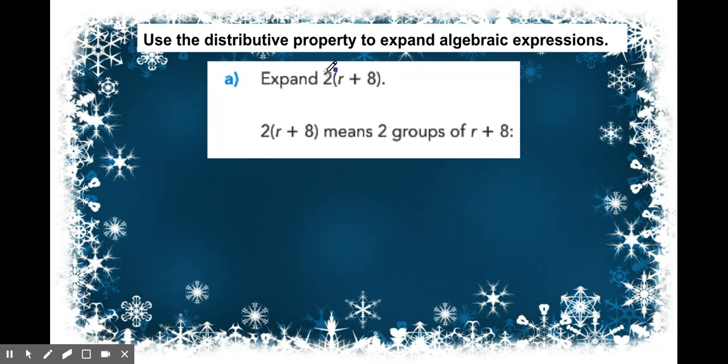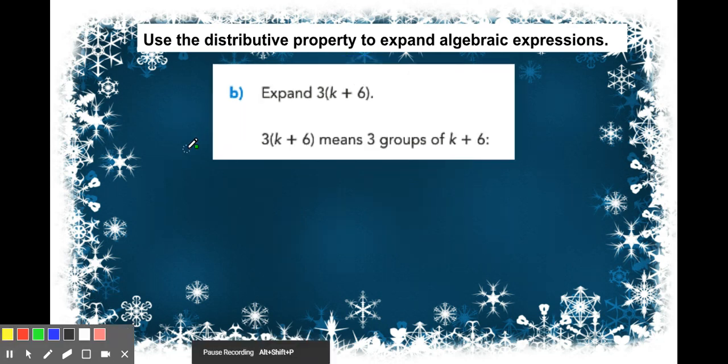So if I have this 2 out here, I can just take this 2 and distribute it in. And we've talked about when we distribute a number, what that means is I'm multiplying. So that means I'm taking this 2 and multiplying it with my r. Well, 2 times r is 2r. 2 times 8 is 16, and I'm adding. Now, if you ask me, this is a much quicker way to do this than it would be to combine my like terms.